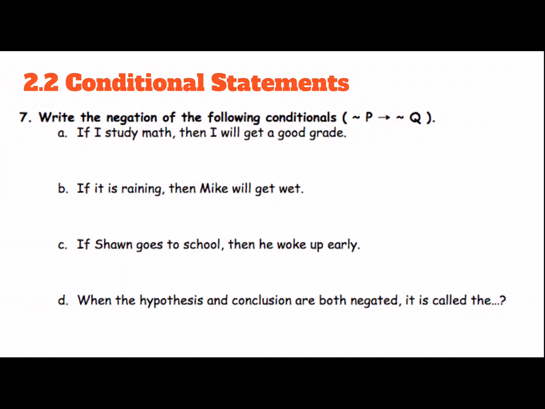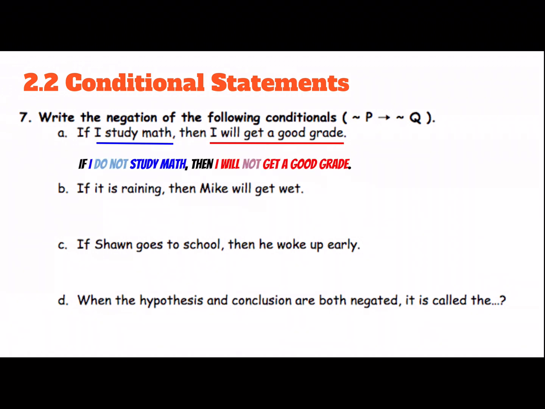So the first thing we're going to look at is the negation of the following conditionals. So you see the little squiggles in front of the P and Q. Those denote not P implies not Q. So we already did if P then Q, but this is going to be if not P then not Q. So if I study math, then I'll get a good grade. We're going to just change that sentence slightly to if I do not study math, then I will not get a good grade. So we're basically just rewriting the sentence, only we're making them say not in both of them.